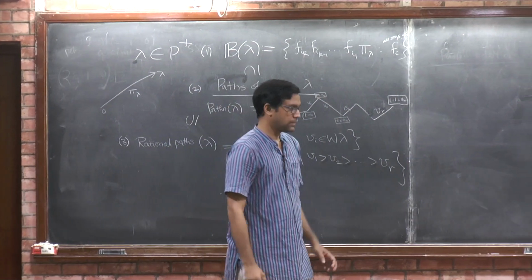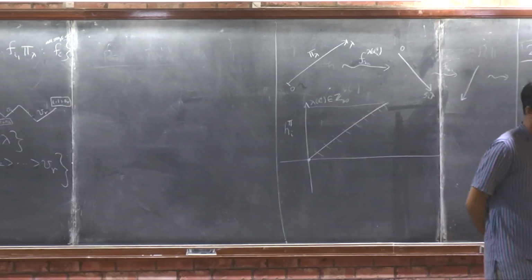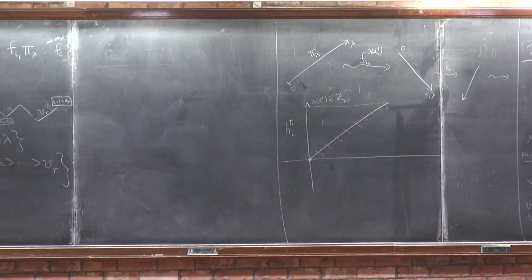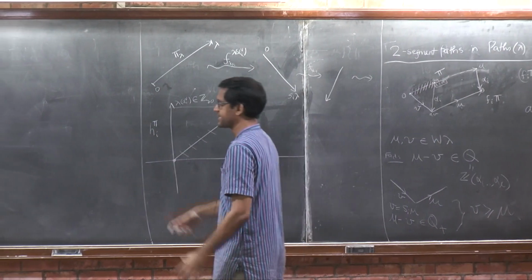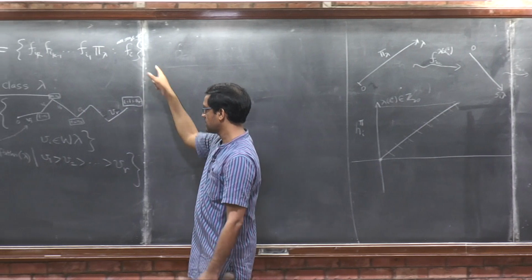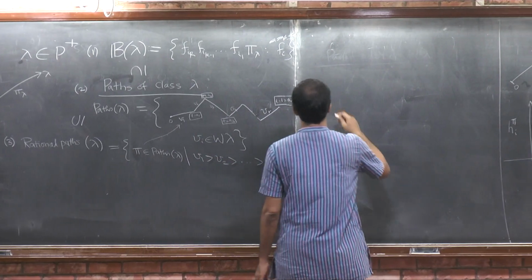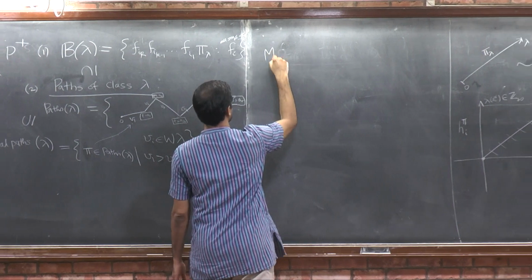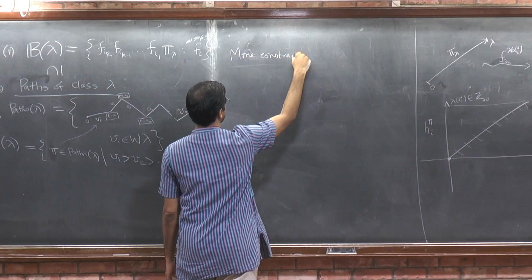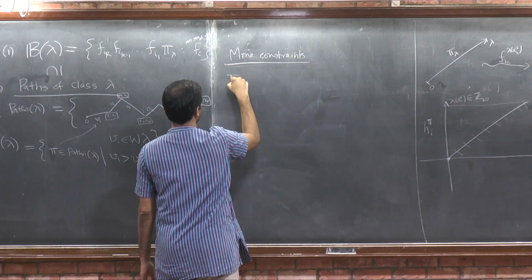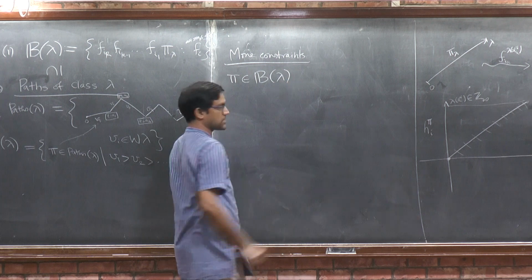Okay. Now let's look for more conditions. Turns out that this is still too big a set. We are trying to find out what all the conditions are that you need to carve out exactly B lambda. We have gotten one condition. Now it turns out there are more conditions, so let's look for more constraints. If a path belongs to B lambda, what else must it satisfy?